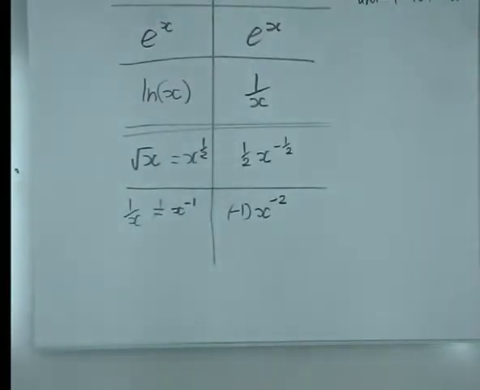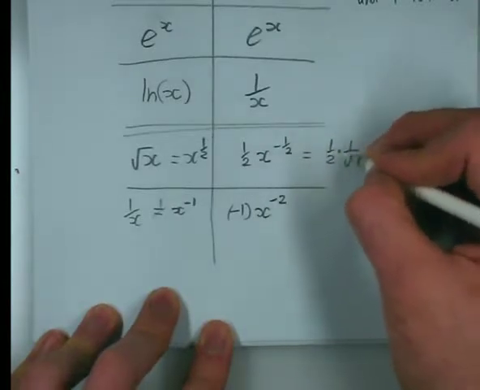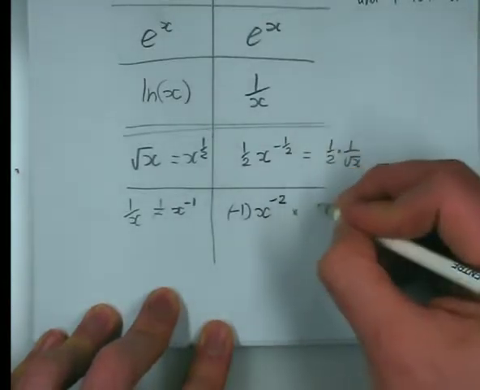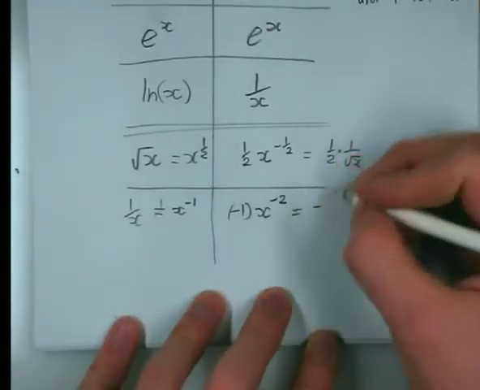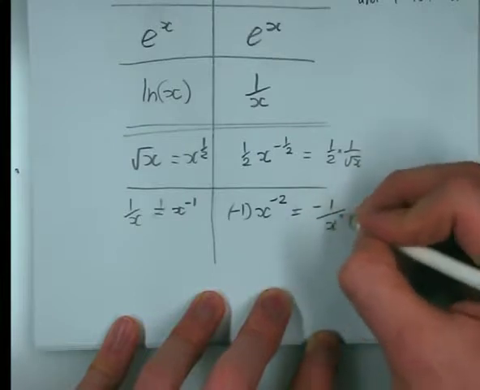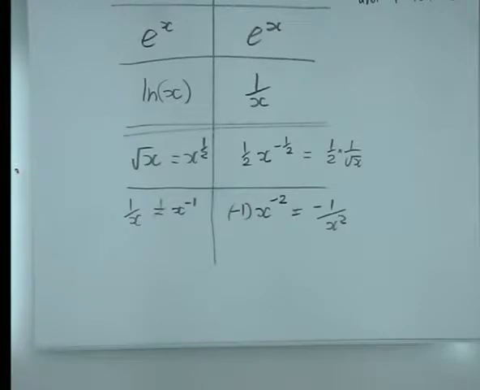So if you want to, you can rewrite this as a half times 1 over root x. And this one would be minus 1 over x squared, because x to the minus 2 is the same as 1 over x squared. So there are a couple of the classics that are used really often in this sort of setting, and it's useful to have them as a separate list, to remind yourself how they work.